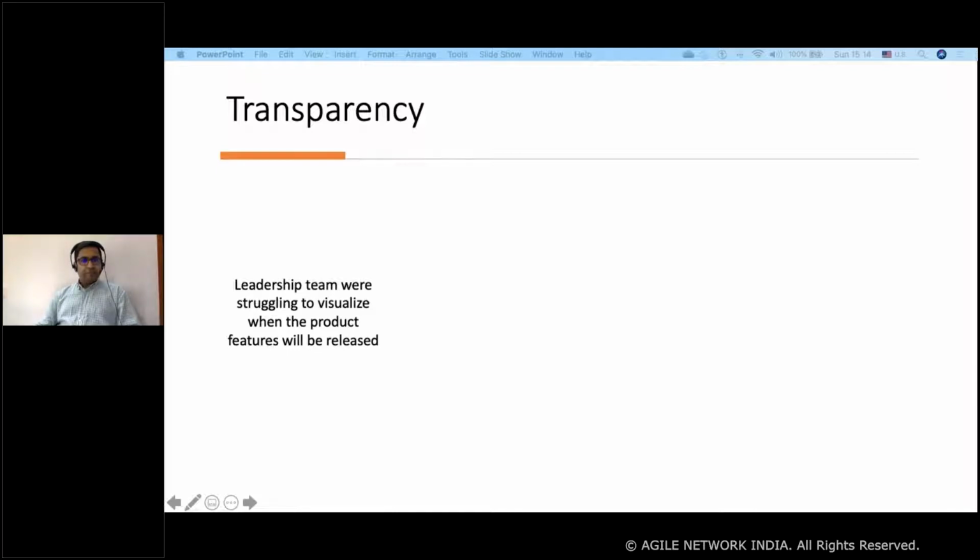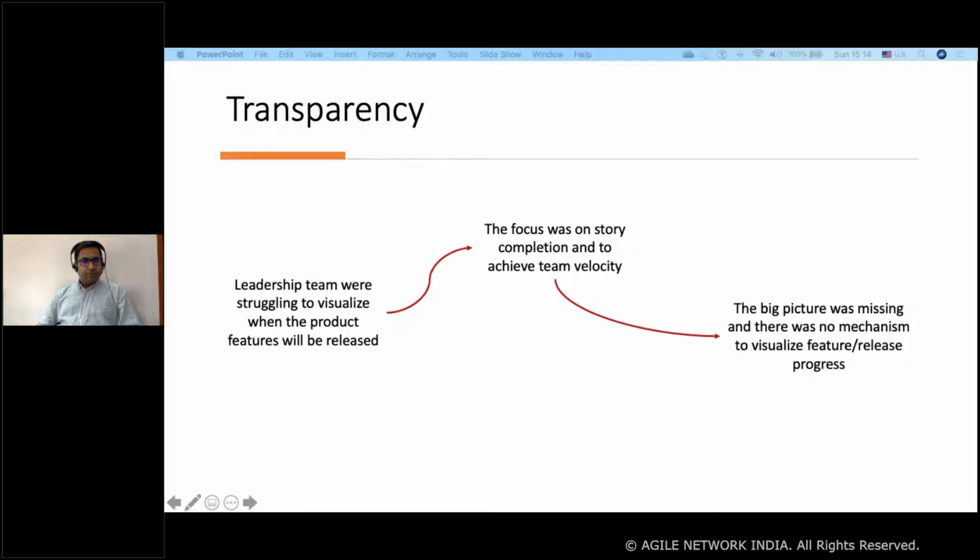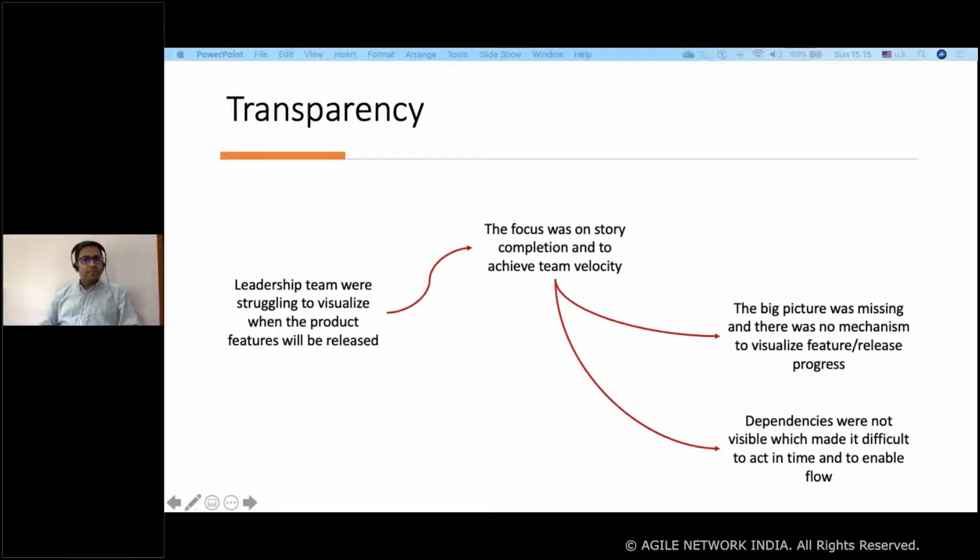In this particular case, as I said, the focus was mainly on story completion, and sprint-on-sprint tracking was based on story point completion, team velocity, etc. And what was the impact of this? The impact was that the big picture was missing, and there was no mechanism to visualize the feature release progress. Second, the dependencies were not visible, which made it difficult to act in time and to enable flow.